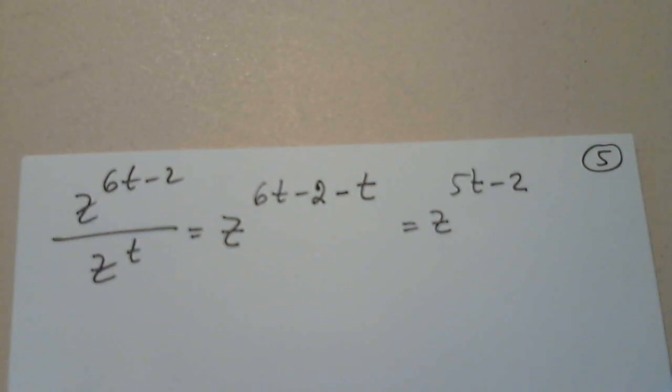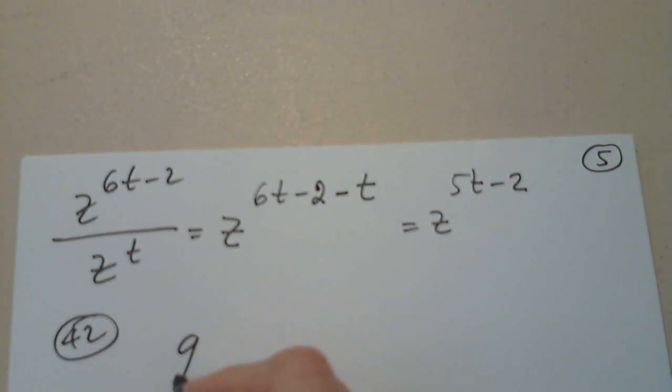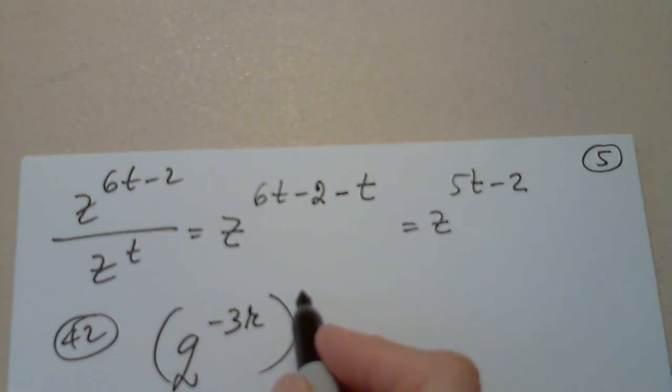41, same thing. 42. Okay, let's look at 42. And this is Q to negative 3R and everything to the third power. And let's see the last one. Okay, the same thing. Good.